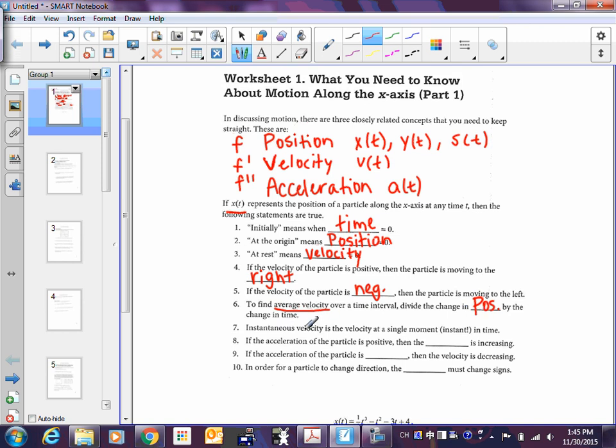Instantaneous velocity, that's unique to calculus. This is IROC. I'm going to go ahead and write this. AROC for number 6, IROC for number 7. This is when the velocity is at a single moment in time. This is when you're doing derivative.